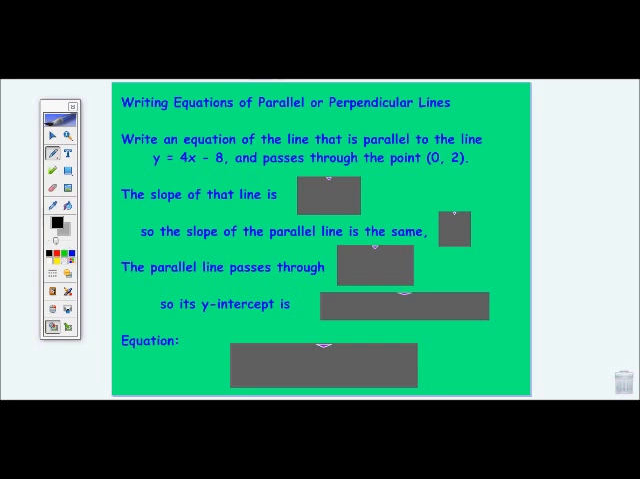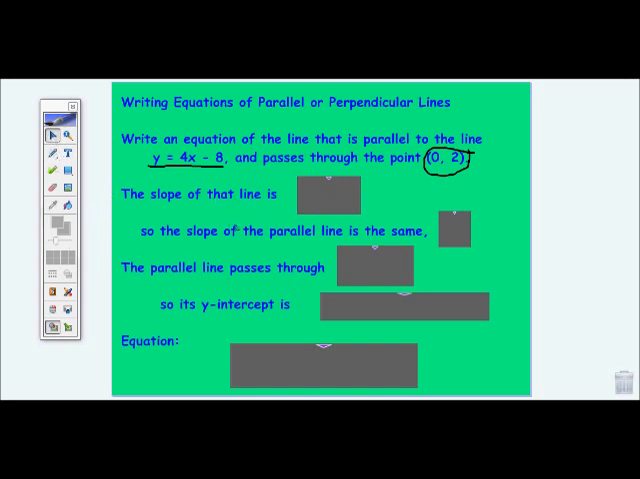Now we're going to go back to what we know about parallel and perpendicular lines. We had this in the earlier lesson. To write an equation of a line that is parallel to the line y equals 4x minus 8, they're also going to give us a point that line passes through, 0, 2. So it's going to be parallel to this line, but our new line is going to have this given point. What we need to do first is review what we know about parallel or perpendicular lines.